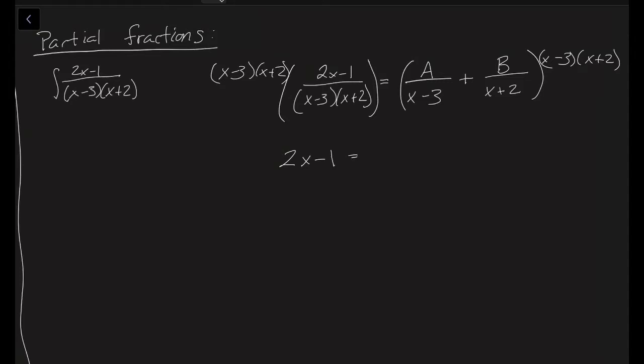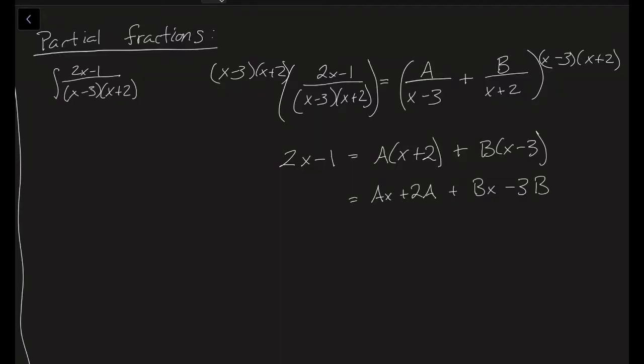So the left-hand side, we have 2x minus 1 because the factors that we multiplied by cancel out the denominator. Now on the right-hand side, we're going to distribute. The x minus 3s are going to cancel on the A, and the x plus 2s are going to cancel on the B. So we're left with A times x plus 2, the remaining factor, plus B times x minus 3, the other remaining factor. So now let's go ahead and distribute the A and B. So we get Ax plus 2A plus Bx minus 3B.